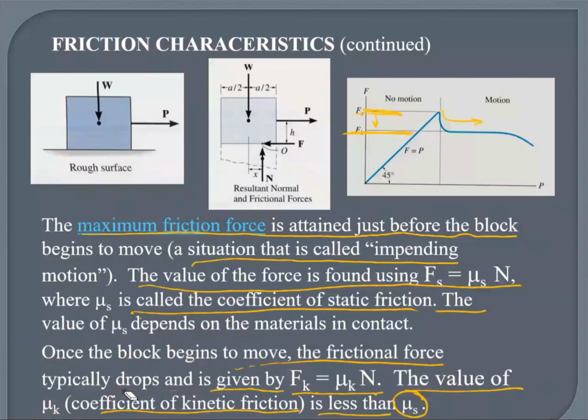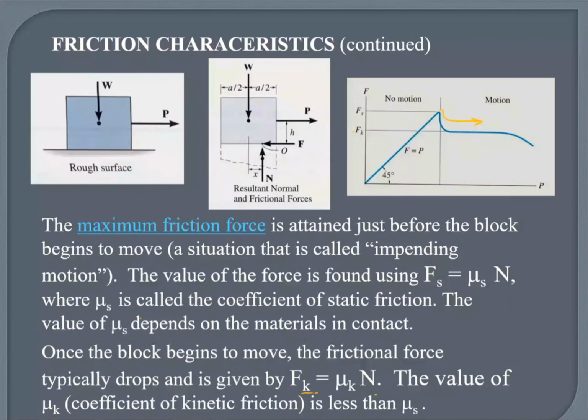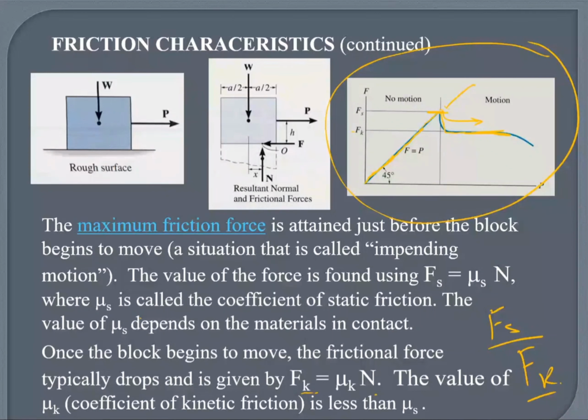Apply force, nothing moves. I'm looking at this one, okay? Apply force, nothing moves. You keep on applying P, nothing moves. At this point, the object starts moving. This is your maximum friction force. That's the point of maximum friction force, which is called Fs. Once the object starts moving, your friction force reduces. That is Fk. Is that clear? So the kinetic friction would always be less than the static friction.